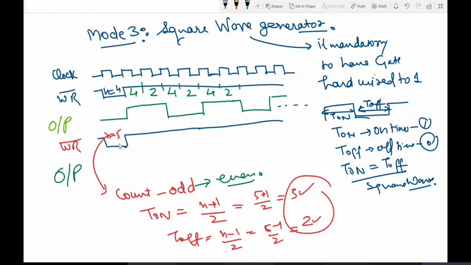So how will the output be if we have the case 5, 4, 2, then 4, 2? It will remain on for 3 pulses and low for 2 pulses. This is T on, T off. They are both different. It is a rectangular wave. This one is good. So my personal advice is, if you are calculating the count for a square wave, try to keep it even. Is that clear, everyone? All the modes we have discussed?